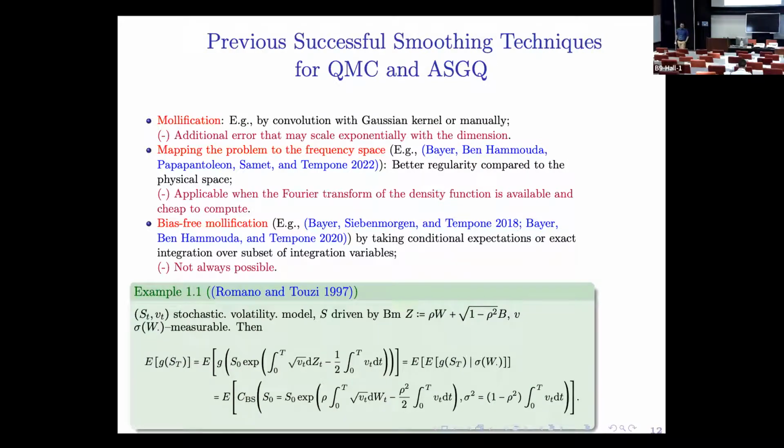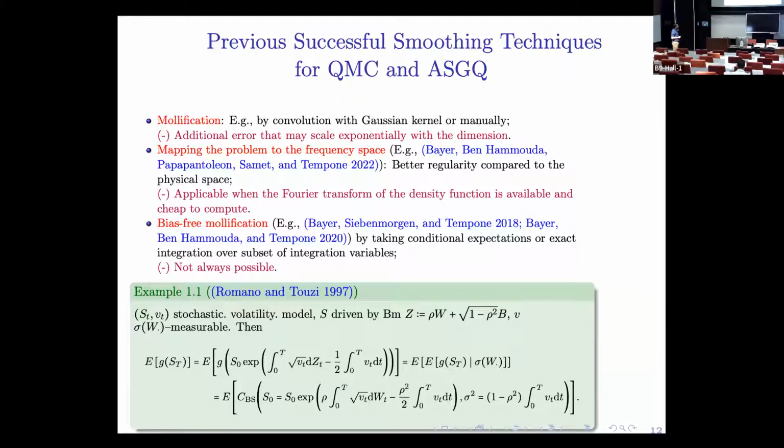There have been some successful techniques to improve the regularity for both deterministic quadrature and multi-level Monte Carlo methods. For instance, in the context of quasi-Monte Carlo and adaptive sparse grids, a modification has been considered where you convolve your integrand with a Gaussian kernel. Another way is to map the problem from the physical space to the frequency space, where you can get a better regularity. This is something that we explored in a recent work with Christian, Antonis, Michael, and Raoul for Lévy models, where you can then effectively apply quadrature in the Fourier space.